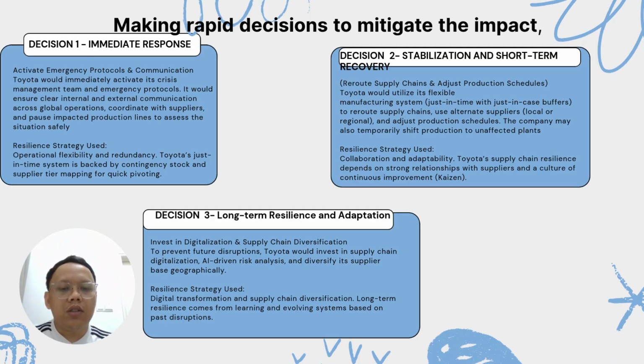Second, in stage two, stabilization and short-term recovery. Toyota utilized its flexible manufacturing system, including just-in-time with just-in-case buffer, to reroute supply chain, use alternative suppliers, and adjust production schedule. Lastly, in stage three, long-term resilience and adaptation. Toyota took a more strategic approach in investing in digitalization and expanding its supplier diversification to reduce future risks.